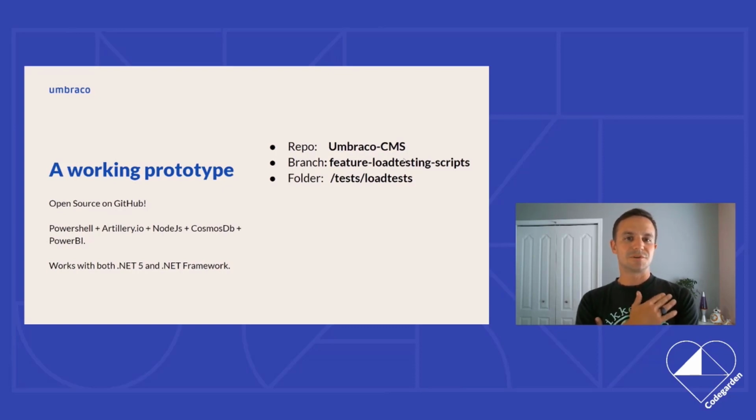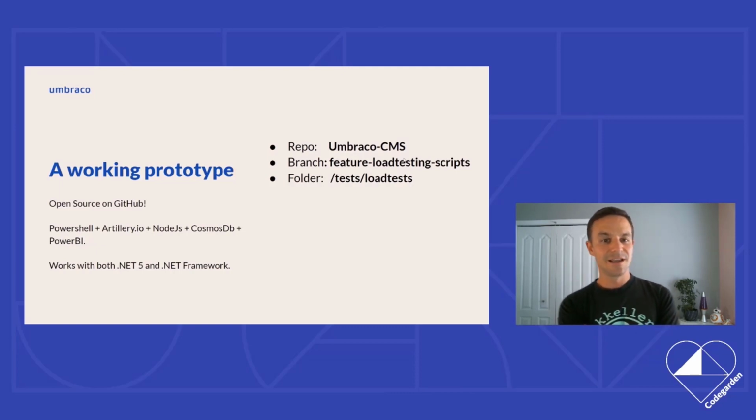And this is open source. It's on GitHub. It's in the Umbraco CMS repo under a branch called feature load testing scripts. And potentially we might move this to a different repository at some point. But it's a combination of PowerShell, Artillery IO, which is a load tester, Node.js, Cosmos DB for storing data, and Power BI for reporting on the data. And this tests across both .NET 5 and .NET Framework. So, of course, Umbraco V8 and 9.